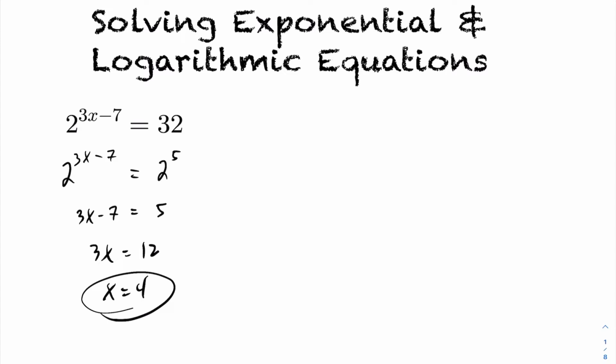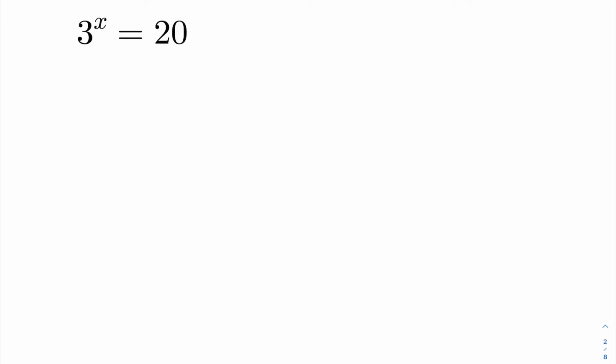Let's take a look at another example. Now, take a look at the next example here. Again, the same strategy you should always look for. I want to have a common base between these two. This is 3 to the power of x. The problem here is that 20 cannot be written as a power of 3.